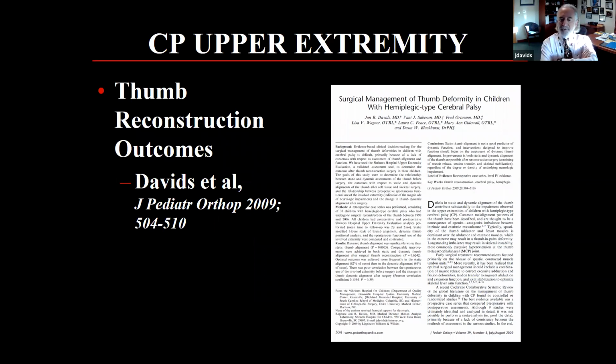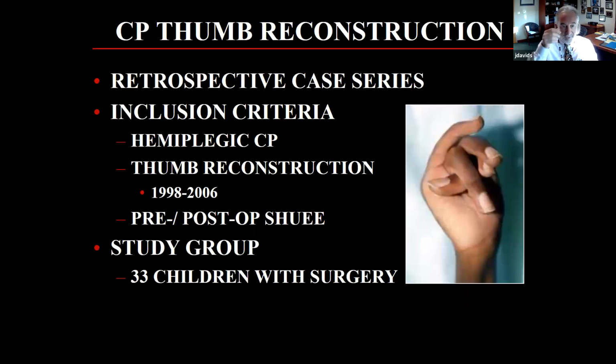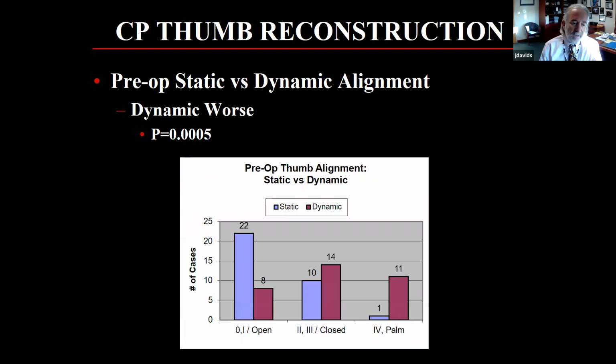Now, we've been able to use the SHUEE to perform outcome assessment, which has greatly improved our ability to perform clinical decision-making. Let me share with you just a little bit of the work that we've done. First, looking at thumb reconstruction outcomes. We performed a retrospective case series of children with unilateral CP who underwent thumb reconstruction and had pre- and post-operative SHUEE analyses. There were 33 children in the study cohort.